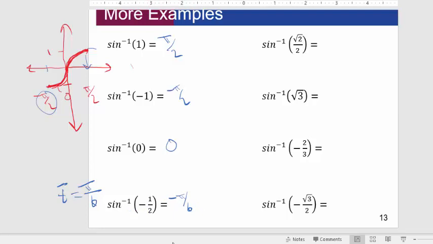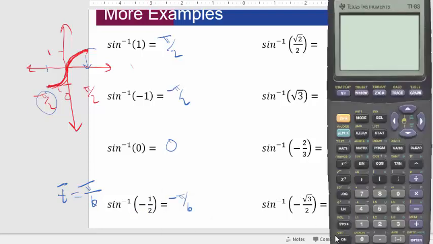And that's the way that you could check these, honestly, right? You could say, all right, well, I know that when I take the sine of negative pi over 6, I should get negative a half, right?